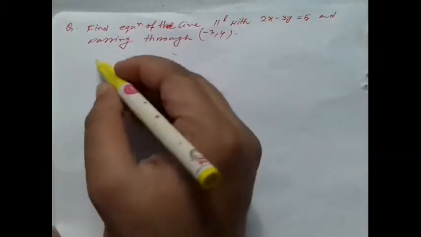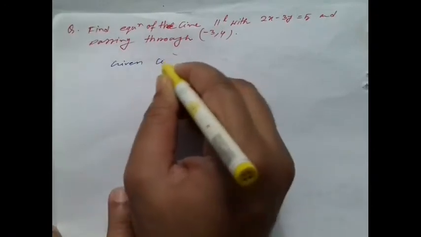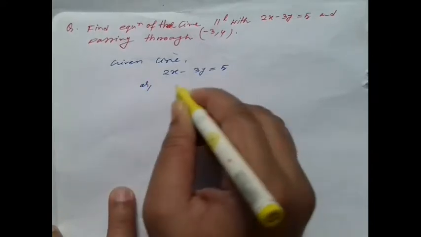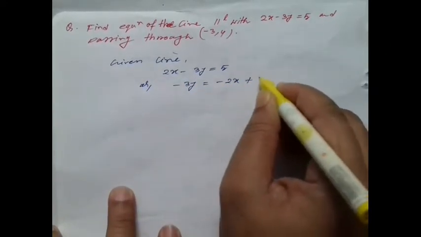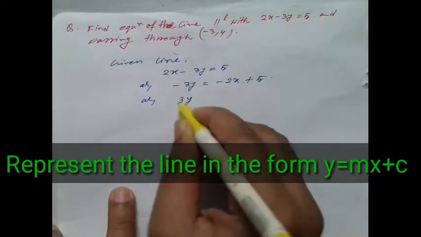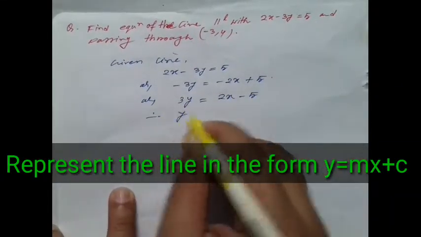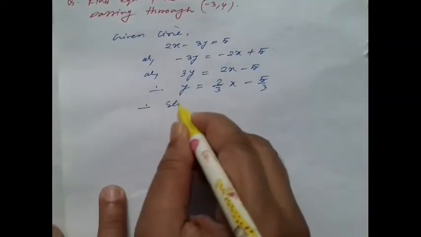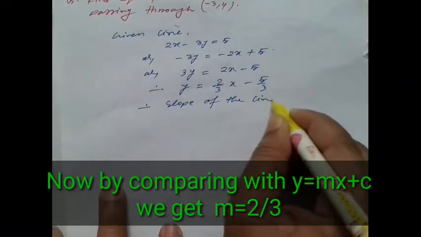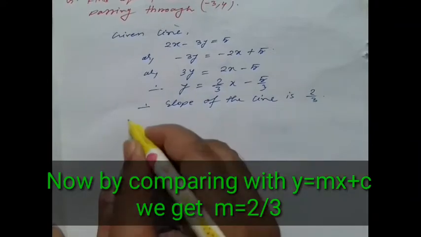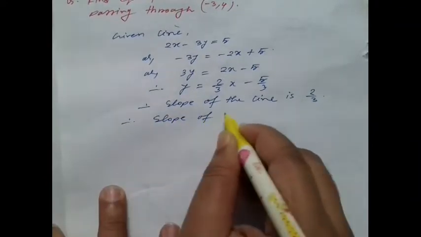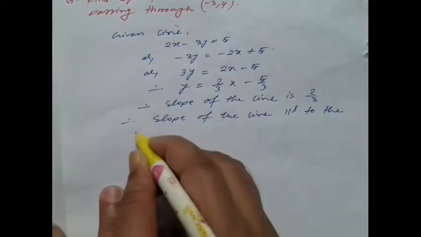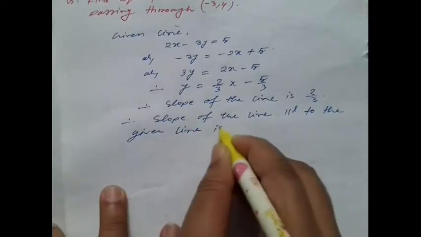So how to solve? Given the straight line 2x minus 3y equals 5, we have to represent it in the form y equals mx plus c. So I'm doing this: 3y equals 2x minus 5, therefore y equals 2 by 3 x minus 5 by 3. Therefore the slope of the line is 2 by 3, therefore the slope of the line parallel to the given line is 2 by 3.